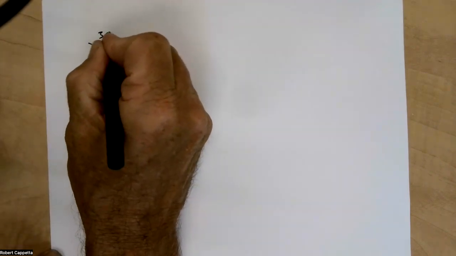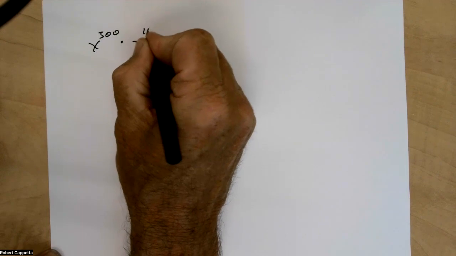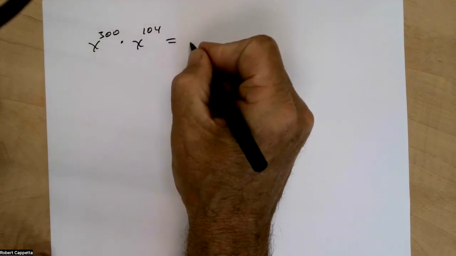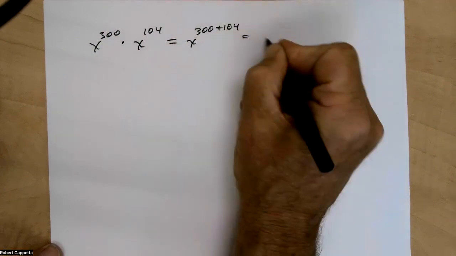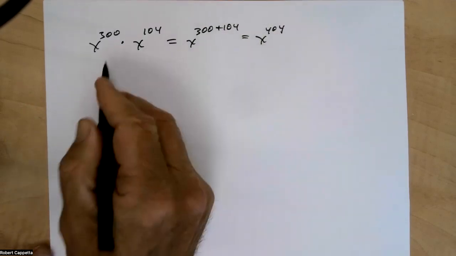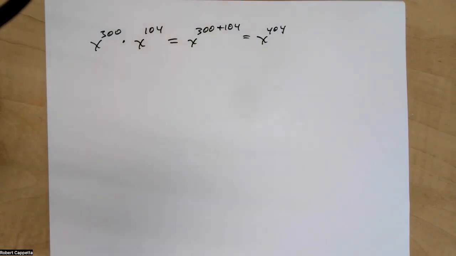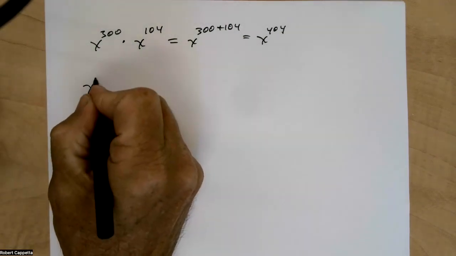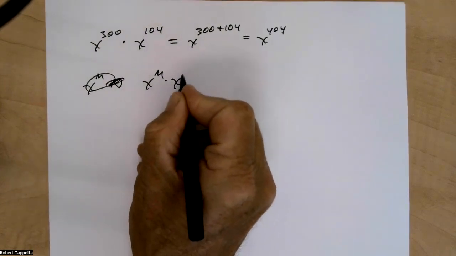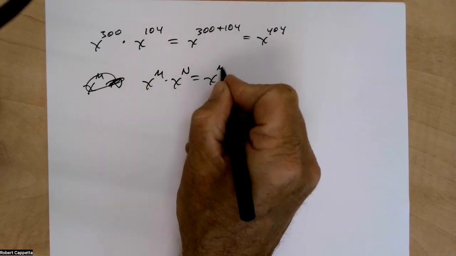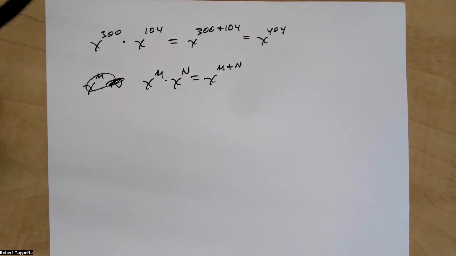And I could even do one with much larger numbers if I want, for example, x to the 300 times x to the 104. Well, again, that would just require me to add the exponents, x to the 300 plus 104, which is x to the 404. But in your mind, I want you to see 300 x's and 104 x's for a total of 404 x's. So again, our rule, if you're multiplying with the same base, x to the m times x to the n, the result is x to the m plus n. Same base, add the exponents.